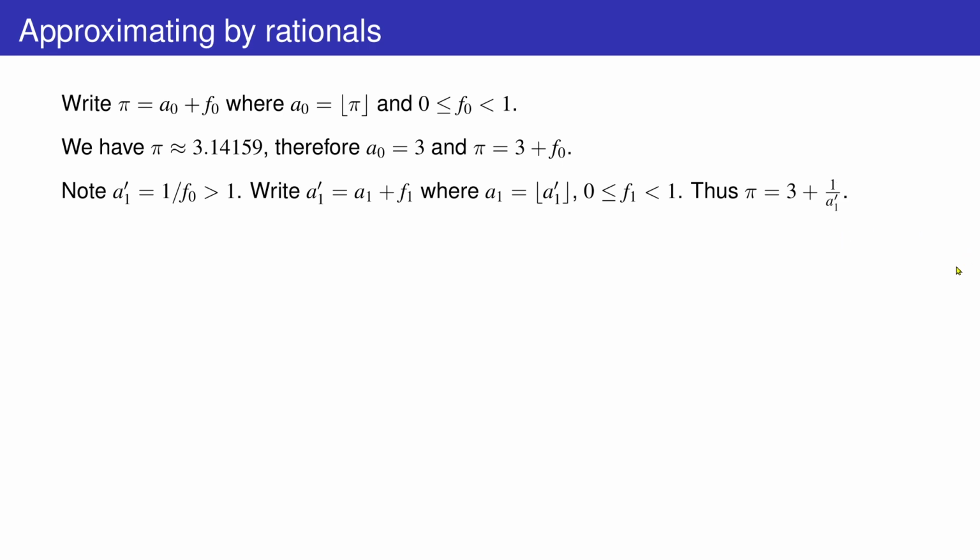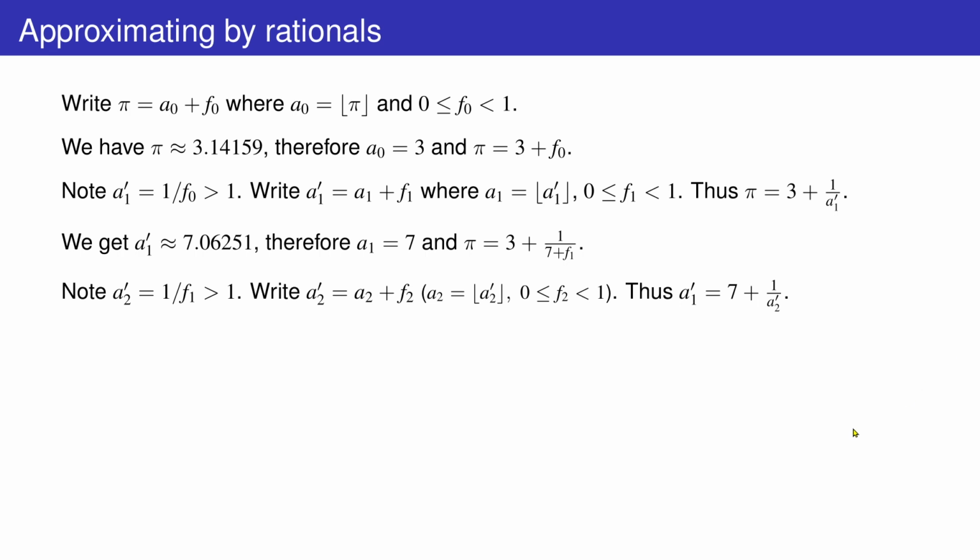Well, a1 prime is itself the reciprocal of f0. So let's calculate what a1 prime is. It's approximately 7.06251. You simply take the fact that f0 is pi minus 3 and take its reciprocal. Use a calculator if you like, and we find that it's approximately this value. So we can clearly see that the integer part is 7, and so we can write pi as 3 plus 1 over 7 plus this new fractional part, which is again between 0 and 1.